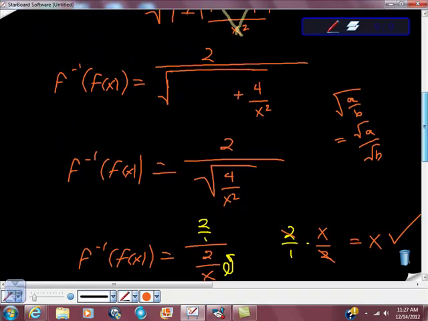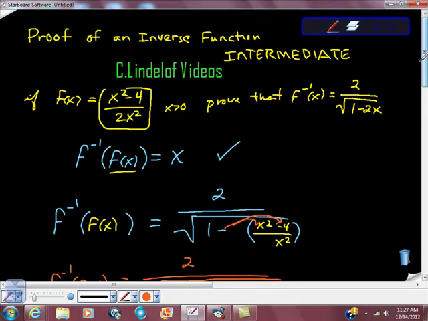This is a lot of really methodical intermediate algebra. It's very doable. I hope this is helpful.